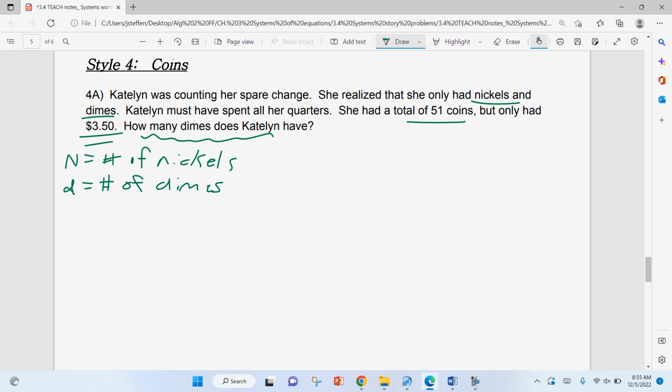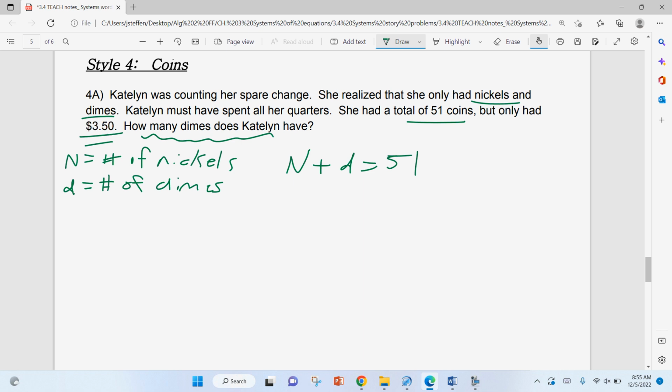Now again, the thing that a lot of people miss is the first equation. There's 51 coins total, so the number of nickels plus the number of dimes is going to be 51. That's your first equation.